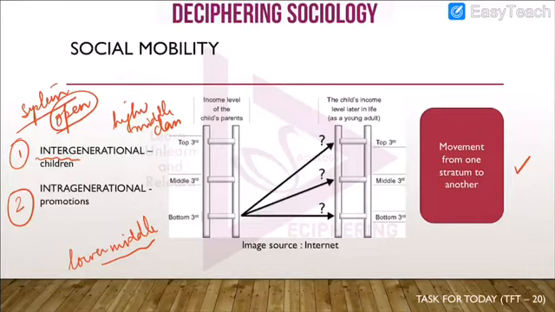The other type is intragenerational. That means in that same generation, if a person gets promotions, then he starts earning higher, and then maybe in 5 years he moves from the lower middle class to the higher middle class. These are two types of social mobility. Okay, so here the example you can see in the bottom of the strata this family is, and the children, as per their education, may travel to, let's say, the middle class or the higher class.